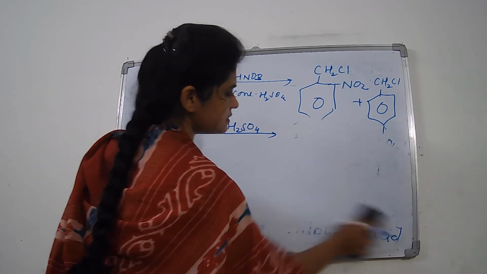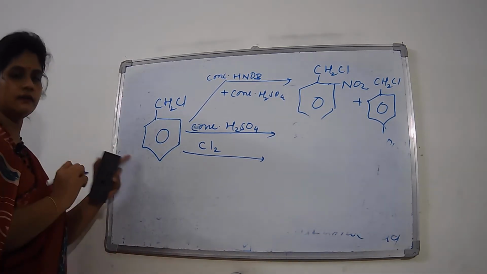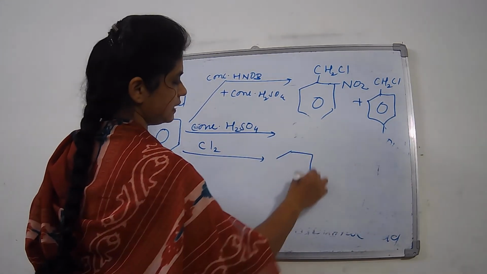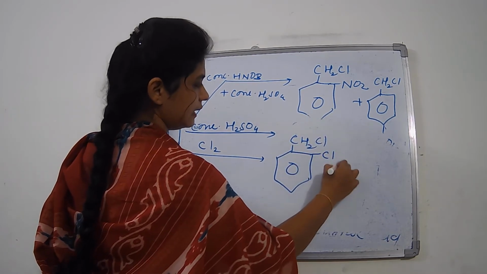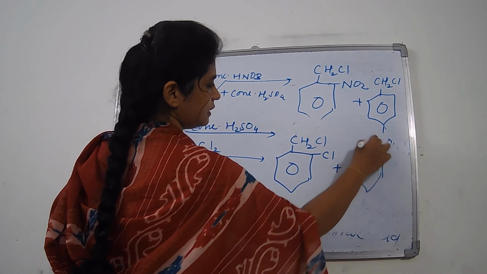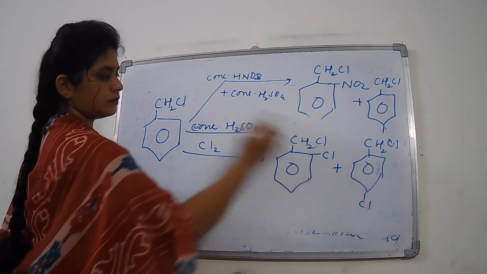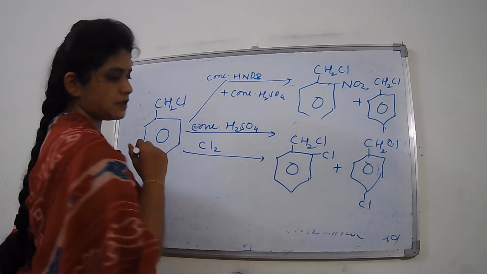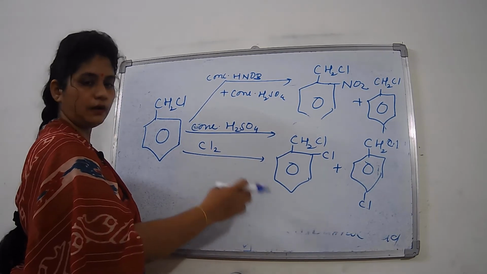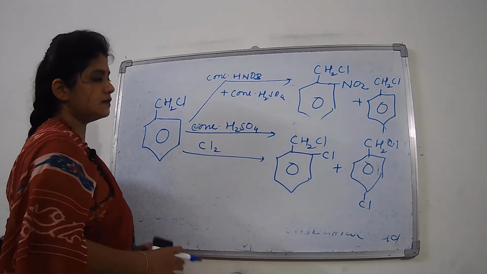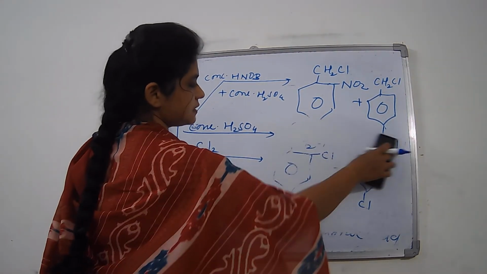Now what is next? Simple halogenation. Suppose we are chlorinating this compound. The rest of the compound remains as it is, and chlorination takes place at the ortho position in one compound and at the para position in another. The name is ortho or para chloro benzyl chloride, where the ortho and para positions are occupied by the chloro group. So halogenation, specifically chlorination, is the third electrophilic substitution reaction.